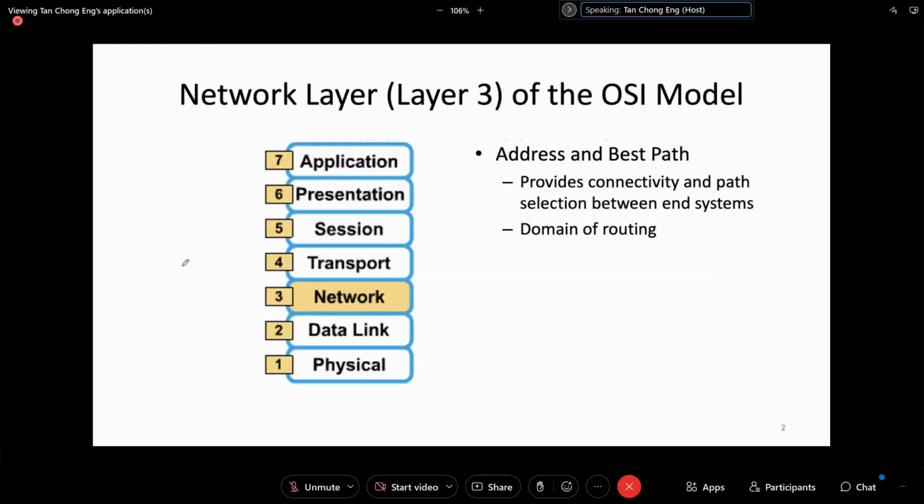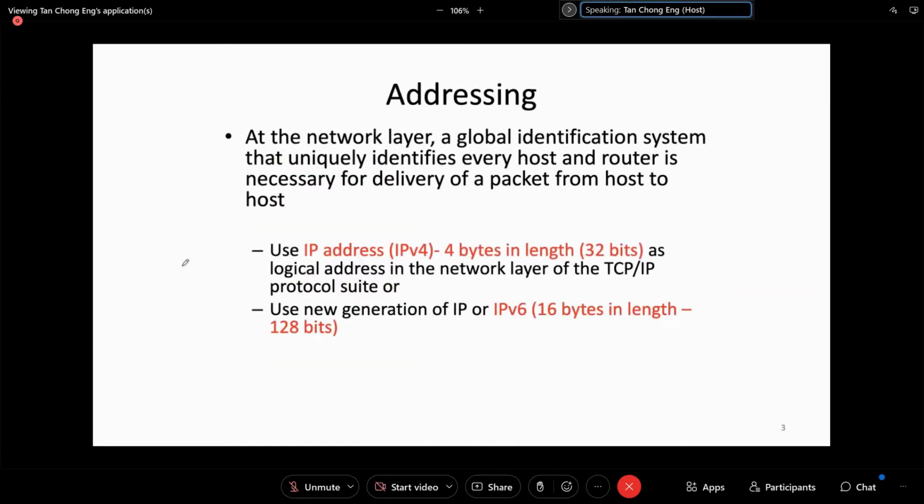Okay, so this one I have mentioned to you. Network layer, layer 3, we are talking about logical addressing. And the IP protocol comes with an IP address, and this address comes with a format. The most common one that we are using now is IP version 4, IPv4. So it consists of 4 bytes in length, which is actually a total of 32 bits. Later we'll look at the format.